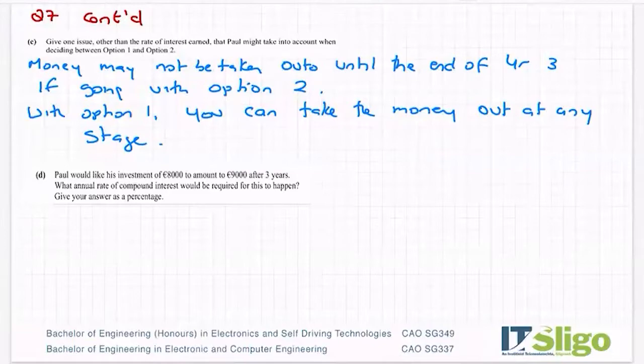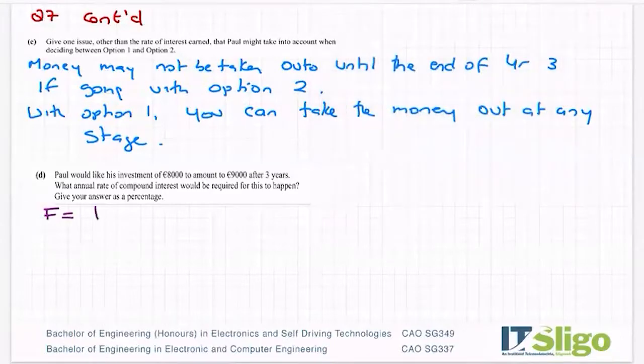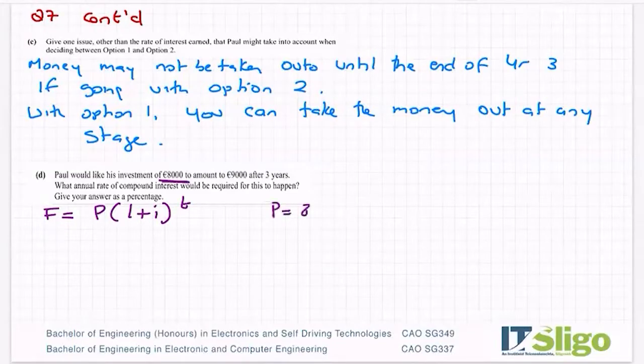Right. Now, this is a particularly hard case of the compound interest formula, which was this one. I'll just write it out again. Okay, so the 8,000 is what we start with. So that's your P. You want it to amount to 9,000. That's your F. Your T is 3 years. And what annual rate of compound interest? So you're solving this for I.